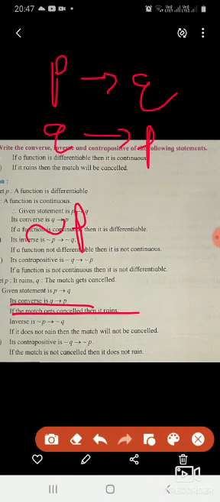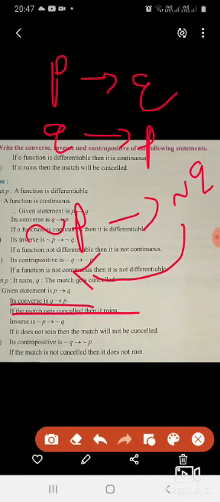So if it does not rain, then the match will not be cancelled, because Q is the match is cancelled. Then from here to there, that is the contrapositive: if the match is not cancelled, then it does not rain. This is the concept over there.